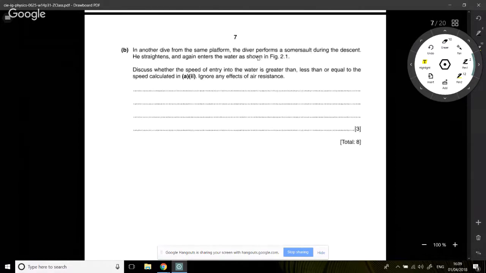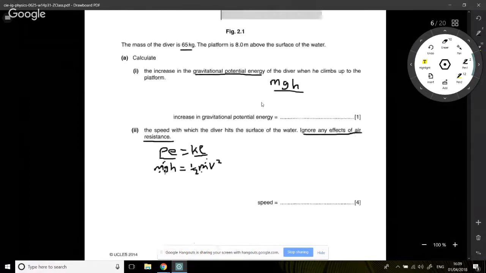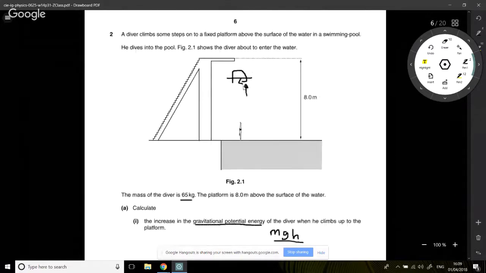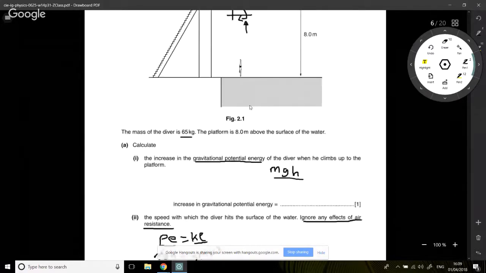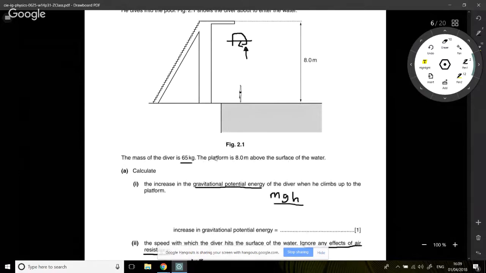But because we're ignoring air resistance, and even though he adds a bit of energy, he's got a form of rotational energy, it doesn't really affect the speed at which he hits the water.